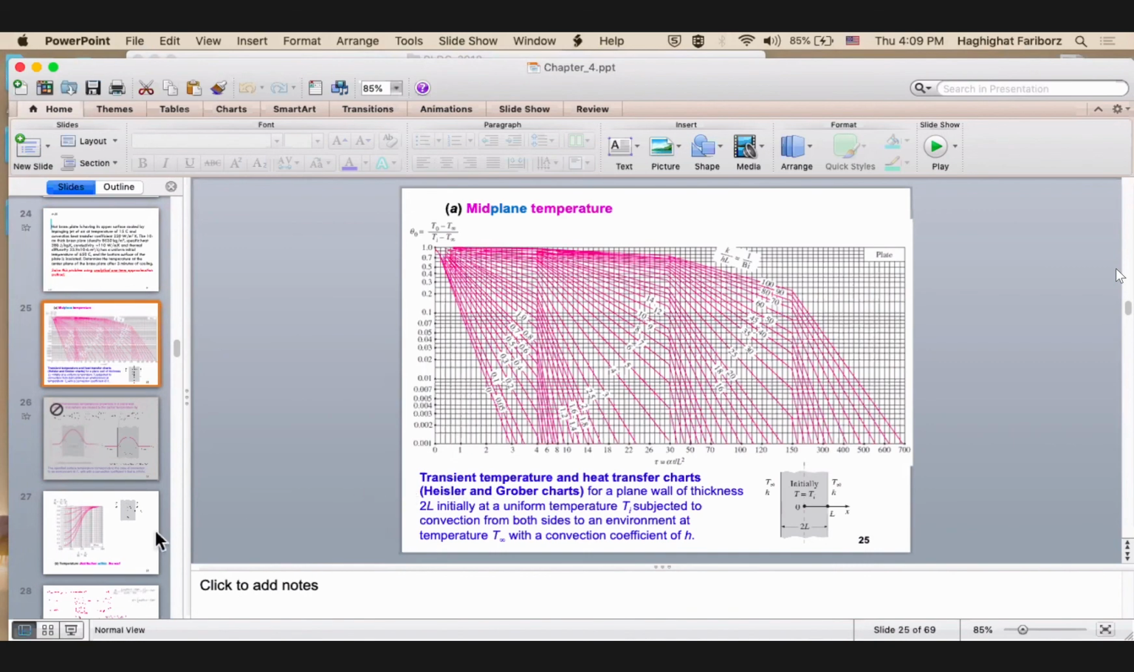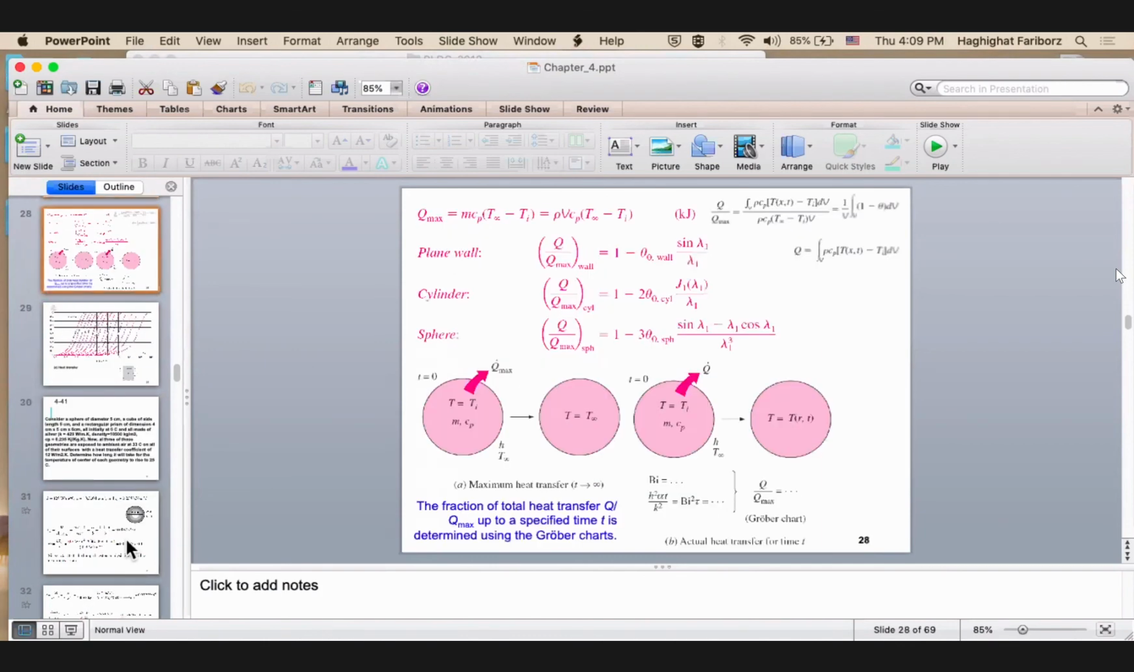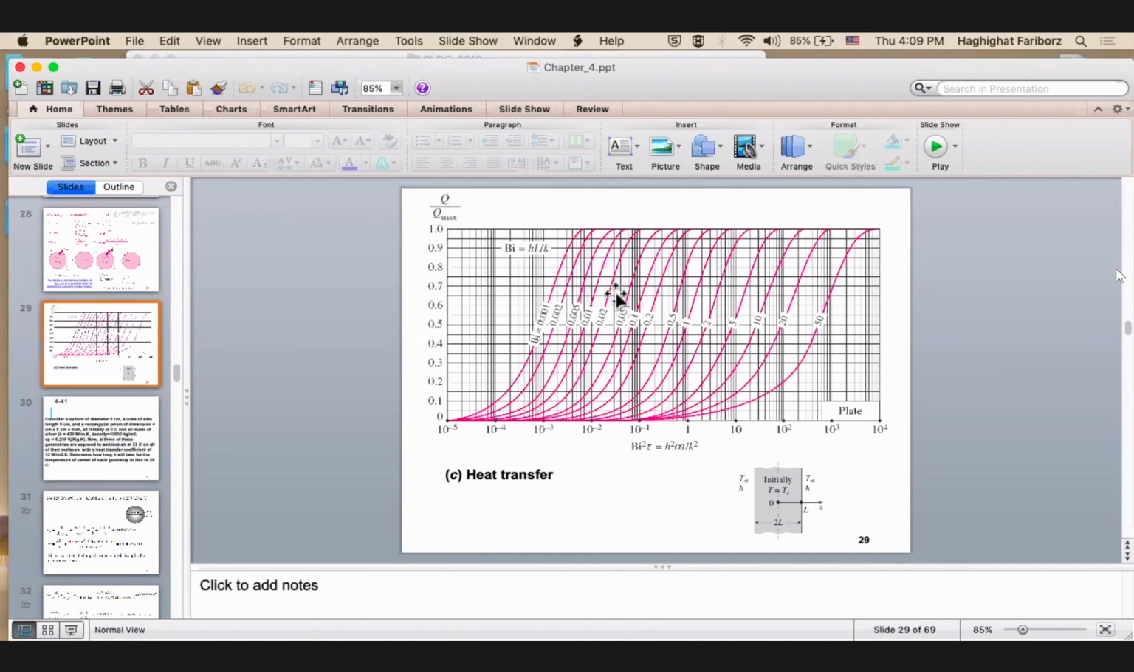This is very famous. You have this one, B, and you have another one, C, that gives you Q, okay? Therefore, for a rectangular geometry you have A, B, and C: temperature at the center, temperature at any point, and how much energy has been transferred, which I'm going to cover next lecture. You also have one chart for the cylindrical: temperature at the center, at the surface, at any point, and for heat transfer. You will see it in your textbook, in section 4.3, I believe.